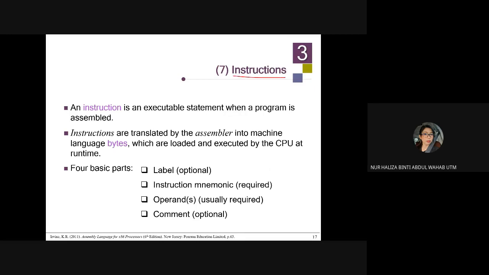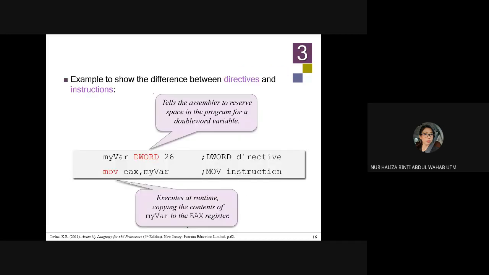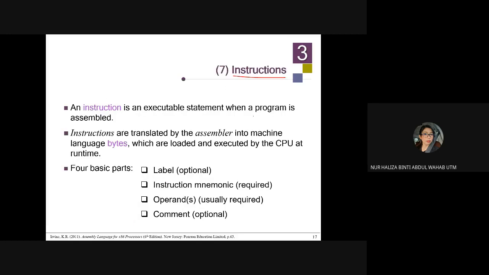So now it is instruction. I guess this slide is supposed to come before this example, so then you can see directive and also instruction. This instruction is an executable statement when a program is assembled. Instructions are translated by the assembler into machine language, which are loaded and executed by the CPU at running time. So bacalah sendiri until you faham.